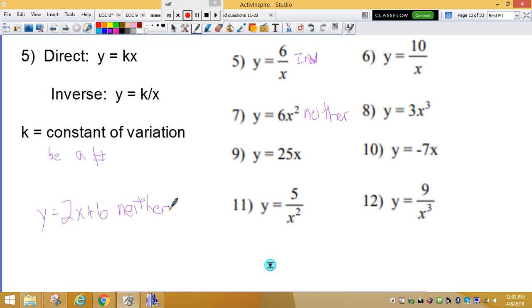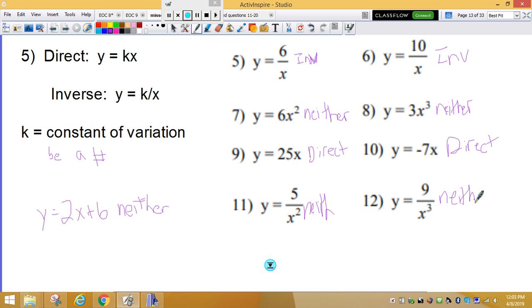Okay? Let's do this one. 25 times x. Well, if it's a number times x, that means it's direct. Again, this one has an exponent, so it's neither. Here, the x is in the denominator. If it's in the denominator, that means it's an inverse. This has an exponent of a 3. If it has an exponent, it's neither. Negative 7x. If it's multiplying, then that means it's direct. And this has an exponent, so it's going to be neither.